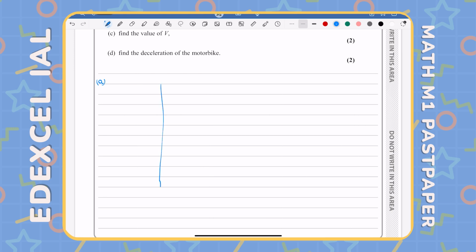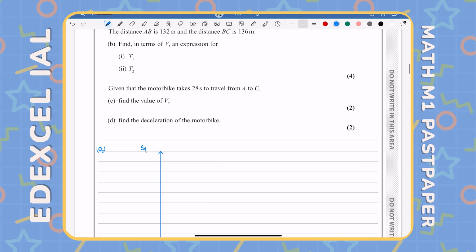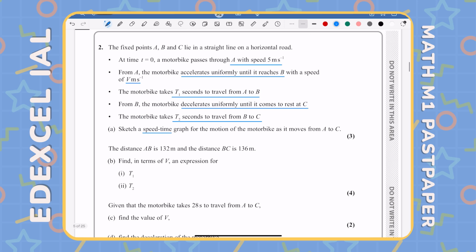So on the vertical axis, obviously, we're going to be taking speed in meters per second. On the horizontal axis, we're going to be taking time, which is supposed to be in seconds. Make sure to label this, don't take this lightly. Does it say speed time? Yes, it says speed time. So here is speed in meters per second. Now let's go back to the beginning.